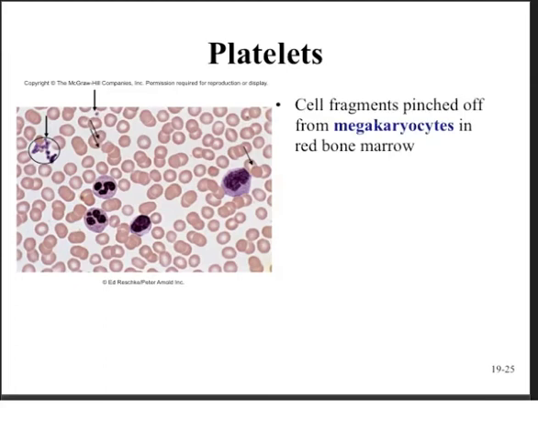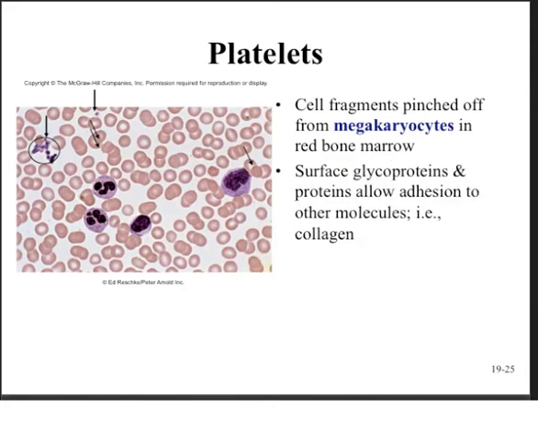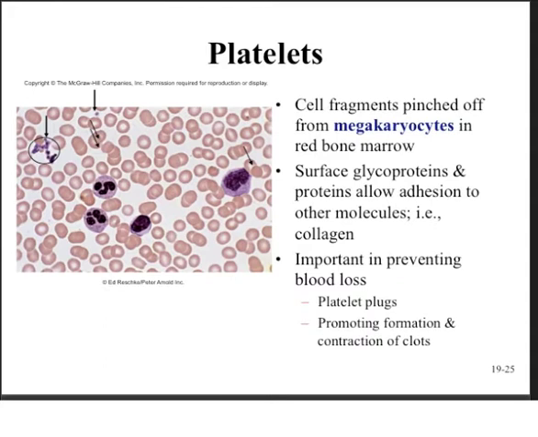The platelets are involved primarily in promoting the coagulation of blood. These are cell fragments that bud off of megakaryocytes that are found in the red marrow. They have surface glycoproteins that allow adhesion to molecules like collagen, and they're vital in preventing hemorrhaging. Okay, so they're involved in the process we call hemostasis. They form platelet plugs that are essentially a temporary seal between the inside of the body and the outside world at the point of the injury, and they promote the formation and the contraction of the clot.